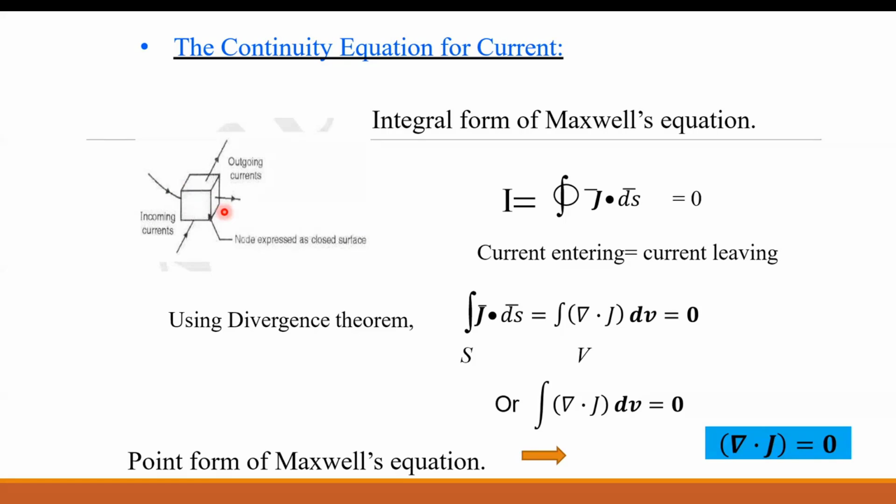Closed surface integration of J bar dot dS bar is equal to I, and that is equal to 0. What is J bar? J bar is current density, and it is measured in ampere per meter square. What we can write is: current entering is equal to current leaving. So this, closed integration of J bar dot dS bar equal to 0, is called the integral form of Maxwell's equation from the continuity equation.